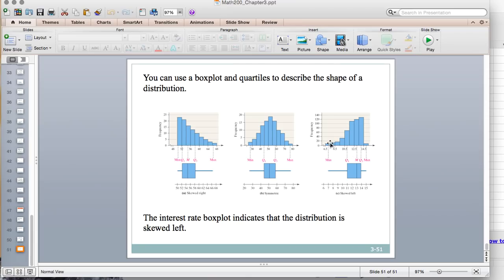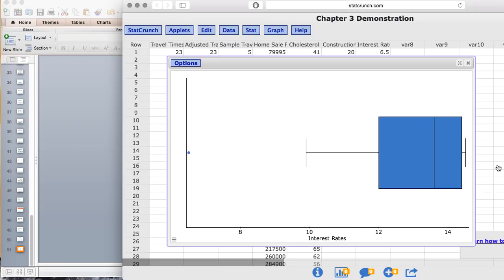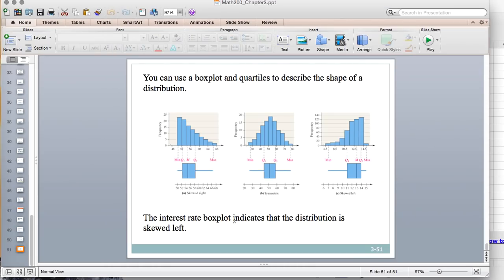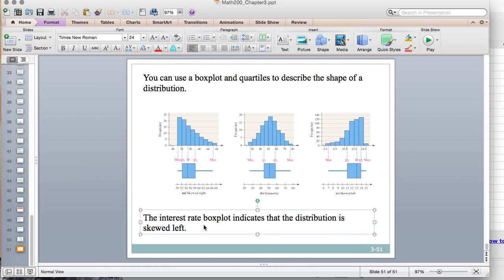And then if you look at this one here, we have a tail on the left. And if you notice over here, it has a very long tail on the left. So if we take a look back at our distribution that we have here, this has a fairly long tail on the left here. So we could say that our interest rate box plot indicates that the distribution is actually skewed left.